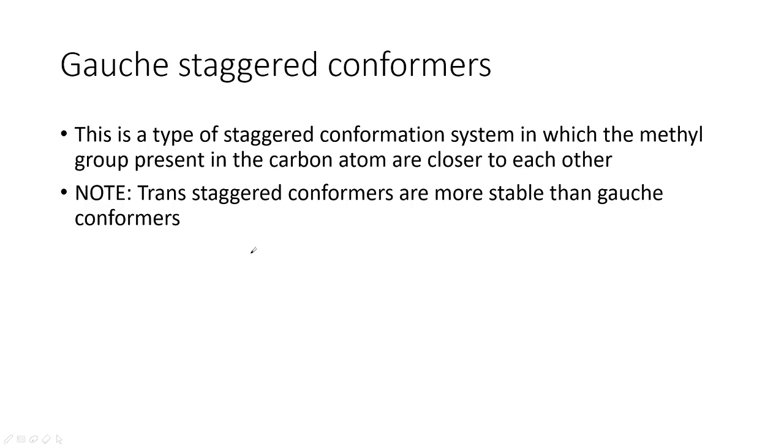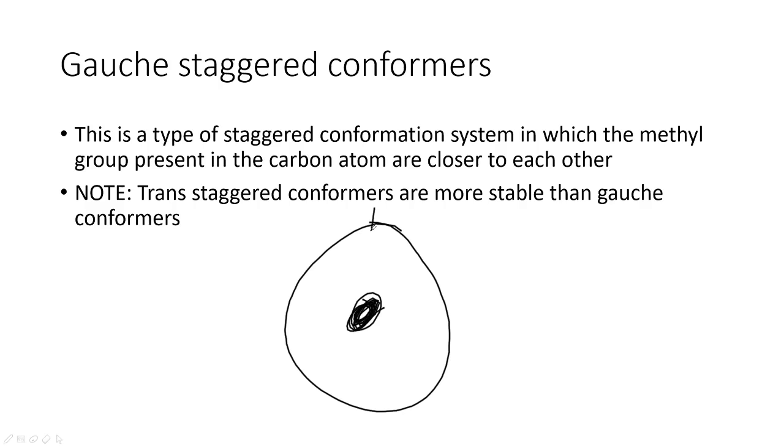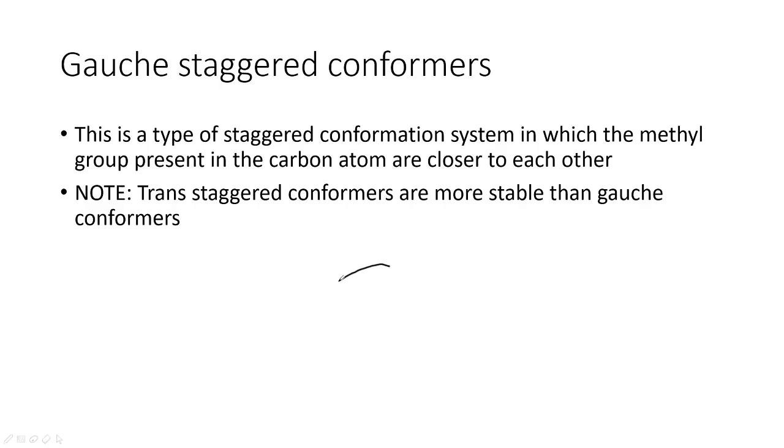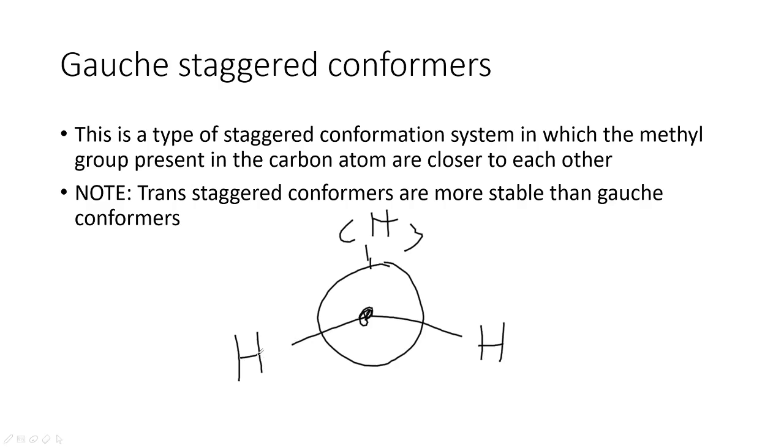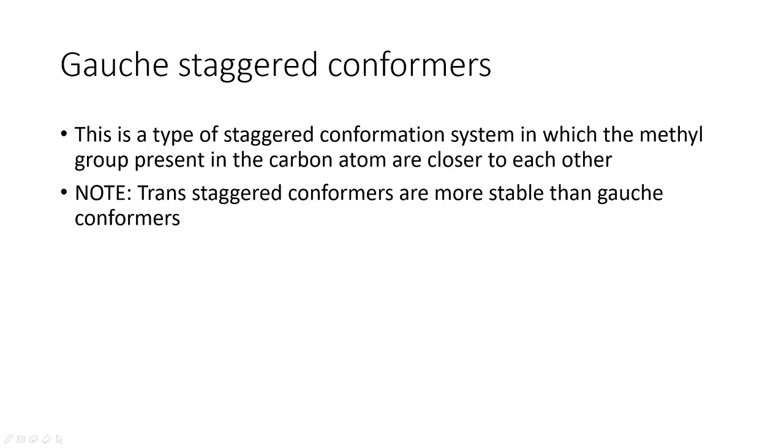Now, like I said, let's use butane as an example. We have something like this. This is my methyl group, CH3. Now, this is my hydrogen, and this is my hydrogen. Like I said here, the methyl groups are closer to each other. So, what do we expect? We expect the methyl group to be somewhere here. Oh, this structure is actually so wrong, so let's just draw it again.